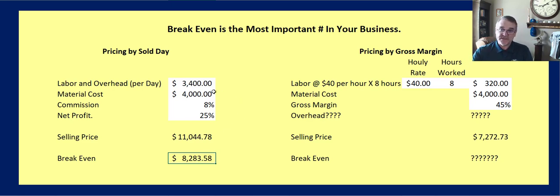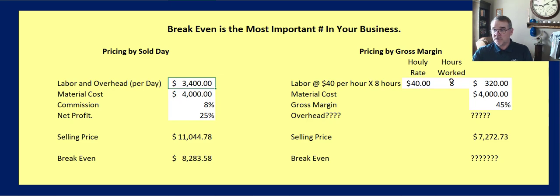Because if I miss this day, if I don't sell this job, I'm losing $3,400 for every day I sit stagnant, because that's my labor and my overhead in a day. My overhead doesn't go away because I don't have a job. I still have overhead today. So it's important to understand break even, so you can fill your days even with a zero profit day.